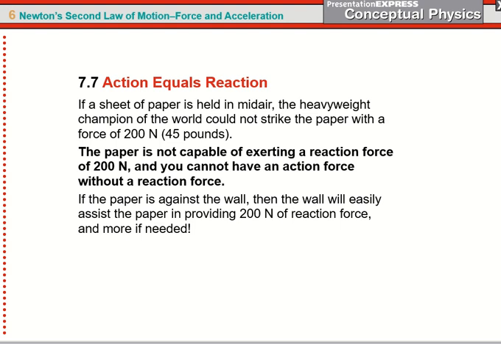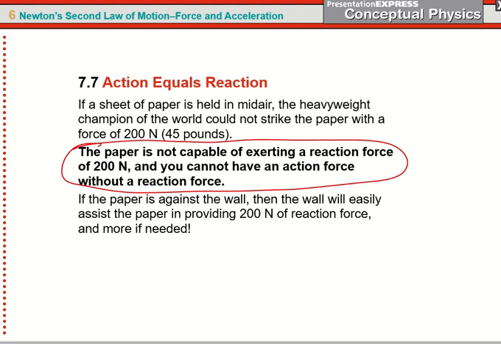If a sheet of paper is held in midair, why could the heavyweight champion of the world not strike it with a force of 200 newtons or 45 pounds? Why? The paper is not capable of a reaction force of 200 newtons, and you cannot have an action without a reaction because the paper can't accelerate fast enough to get a 200 newton force. So it's just going to move, and you might try to hit it hard, but you're not going to be able to apply that big of a force to it. Now you put the paper against a wall, go for it. You can apply 45 pounds worth of force and hurt your hand, so please do not do that.